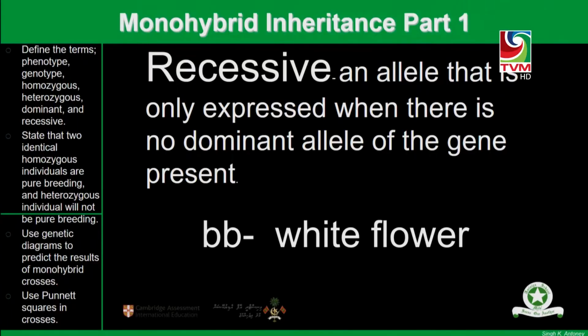Now coming to recessive. A recessive allele is an allele that is only expressed when there is no dominant allele of the gene present. It will be able to express only if it is small b. So just remember that a recessive allele is an allele that is only expressed when there is no dominant allele of the gene present. So all the white flowers will have small b and small b.